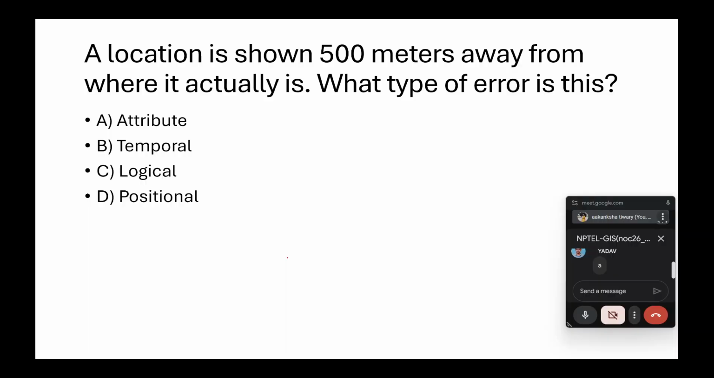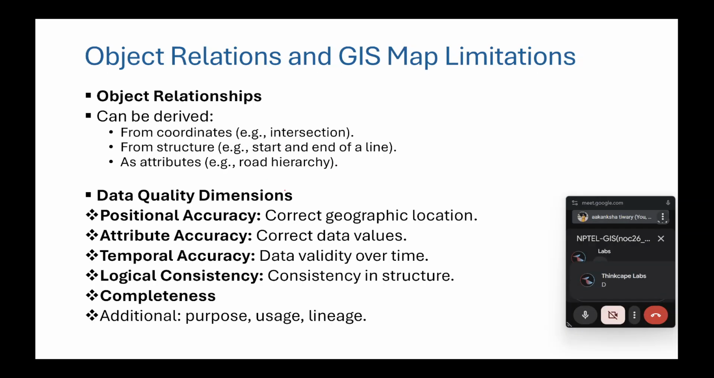Now next question. A location is shown 500 meters away from where it actually is. What is the error? Attribute error, temporal error, logical error, positional? Yes, it is a positional error.